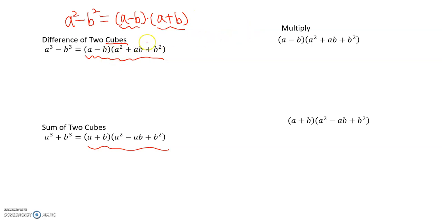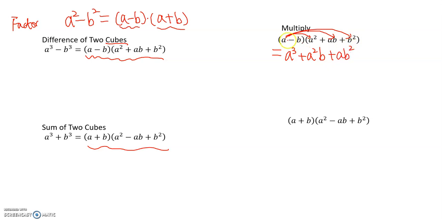But first, we're going to look at why these formulas are true. We can verify these formulas by multiplying them. As we talked about before, factoring problems are the opposite of multiplication problems. So let's look at how to multiply a binomial and a trinomial. We distribute a to all three of them. So we have a times a squared, that's a to the third. A times ab, that's a squared b. And then a times b squared gives us ab squared.